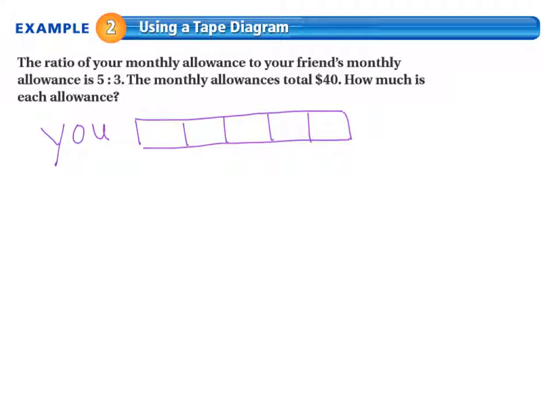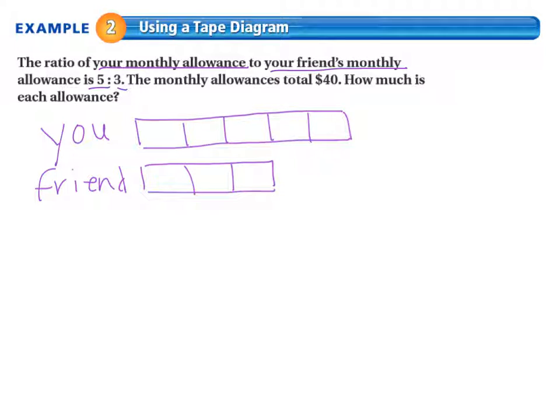Okay, in this tape diagram, this beginning part represents you. You come first in the allowance, and yours represents the 5, so I'm going to put 5 blocks on this tape diagram. And then underneath, I'm going to put your friend, and that is the 3 in the ratio because it's 5 to 3, and I'm going to draw 3 blocks right underneath it. We knew that the 5 in the ratio was you and the 3 was your friend because of the order it came in. The ratio of your monthly allowance to your friend's was 5 to 3. Remember, I told you order matters. So yours is 5 and your friend's is 3.